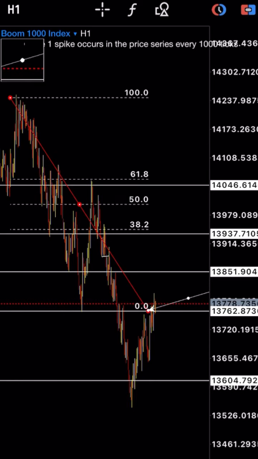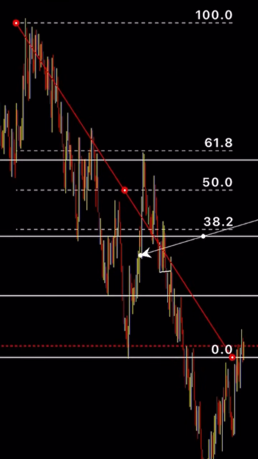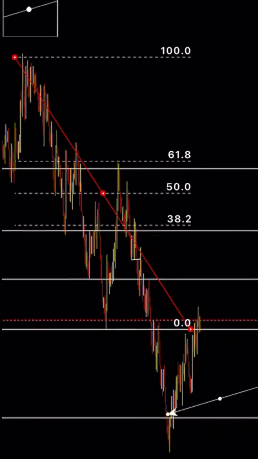Okay? Why did I drag it straight down to this level? Because this is where it stopped, here. And then this was the pullback. And now let us observe, where did the pullback stop? 61.8%. And that was where the new move began again.